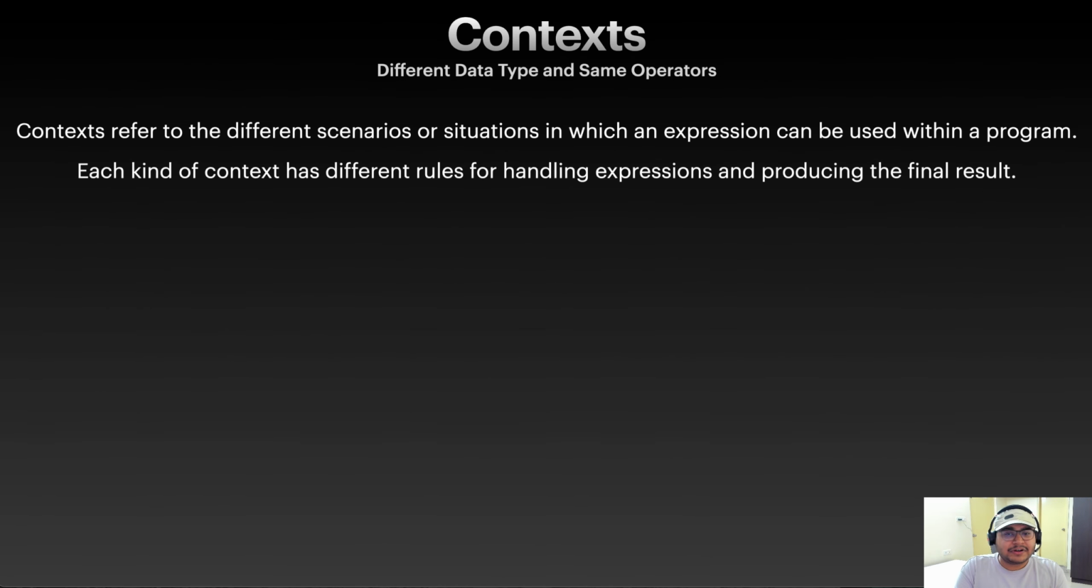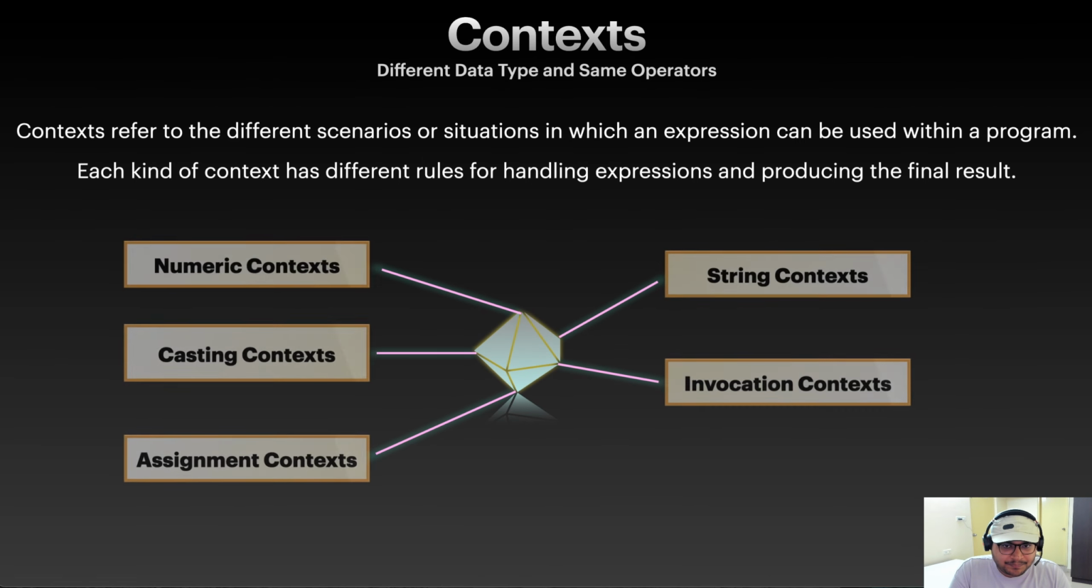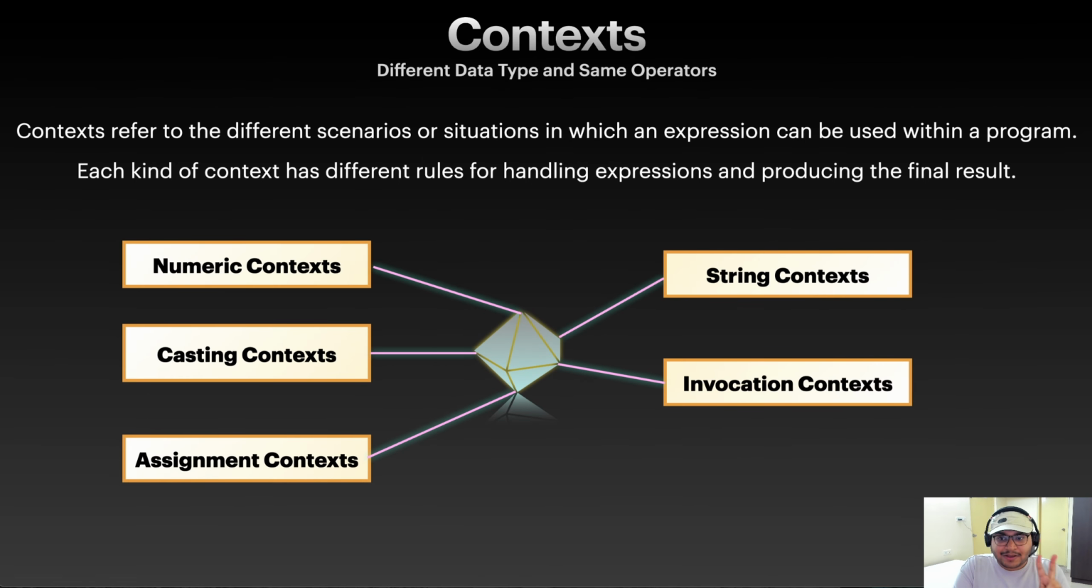Context refers to different types of scenarios and situations in which you can use your expression in a program. Each context has certain different rules for handling expressions and producing the final results. There are 5 contexts in Java: numeric context, casting context, assignment context, string context, and invocation context. Try to remember these contexts. We will come across them in a lot of episodes.